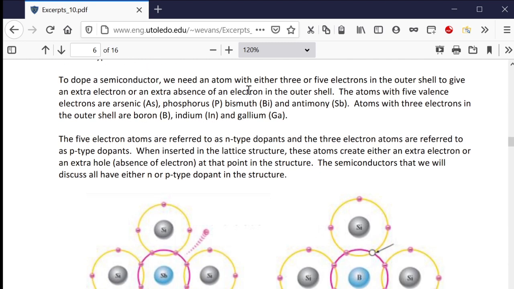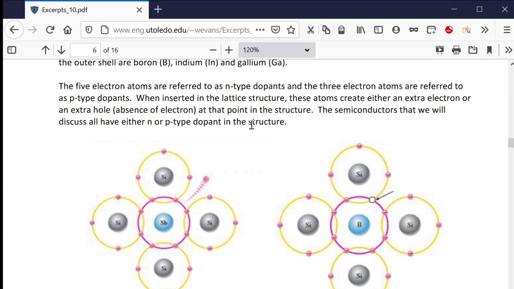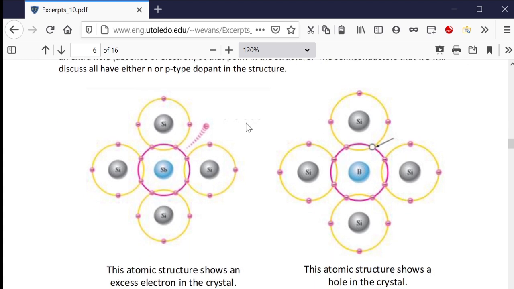To dope a semiconductor, we need an atom with either 3 or 5 electrons in the outer shell to give an extra electron or an extra absence of electron in the outer shell. The atoms with 5 electrons are arsenic, As, phosphorus, P, bismuth, and antimony. Atoms with 3 on the outer shell are boron, B, indium, In, and gallium, Ga. The 5 electron atoms are referred to as N-type dopants, and the 3 electron atoms are referred to as P-type dopants. When inserted in the lattice structure, these atoms create either an extra electron or an extra hole at that point in the structure. The semiconductors that we will discuss all have either P-type or N-type dopants in the structure.